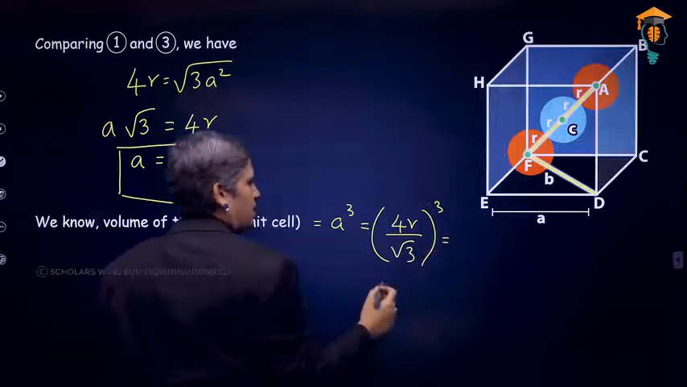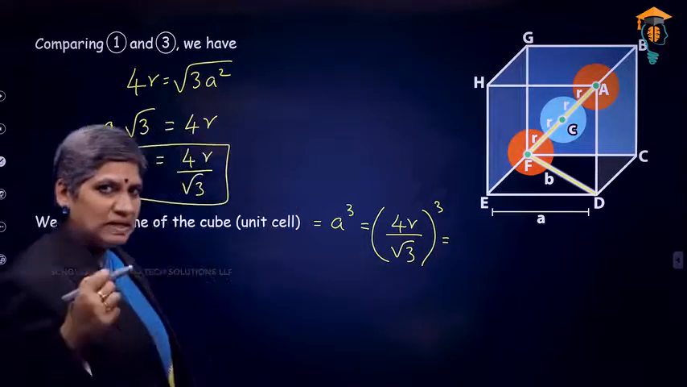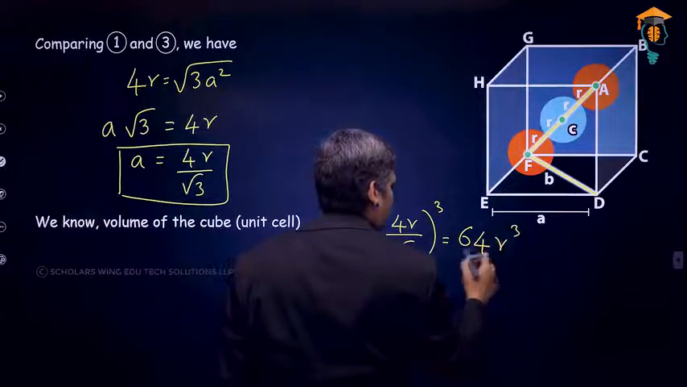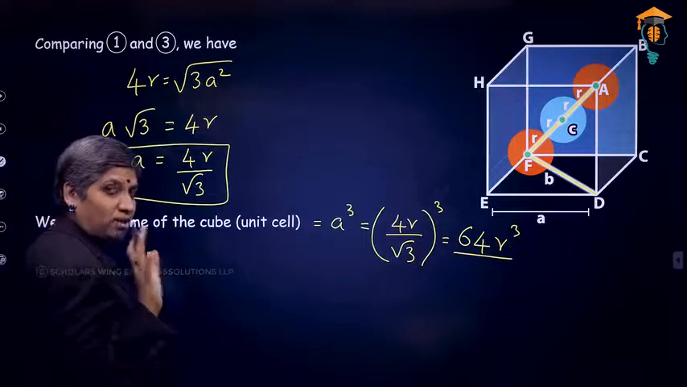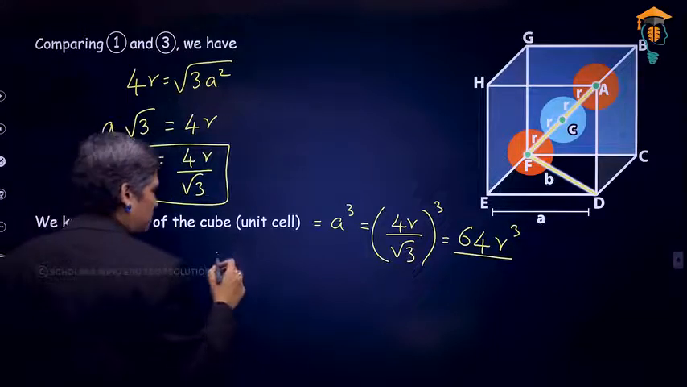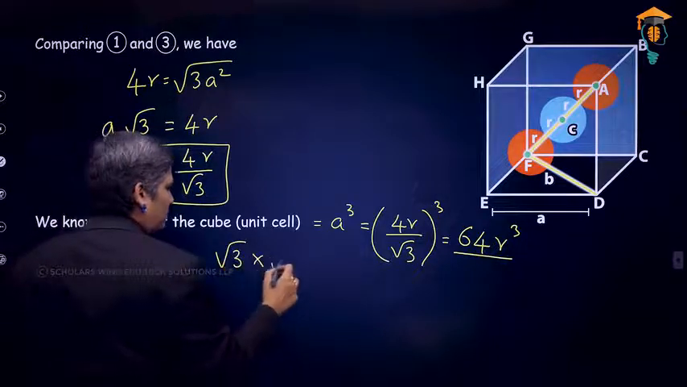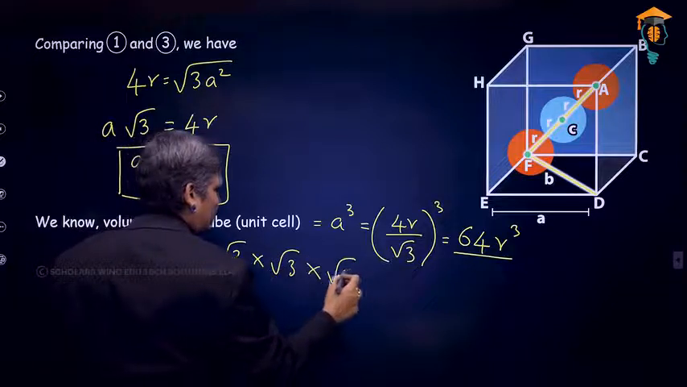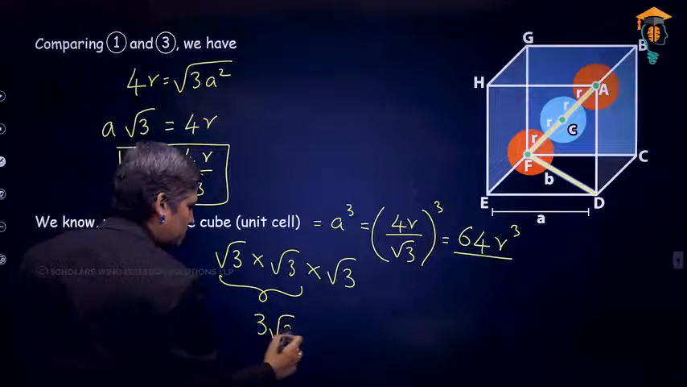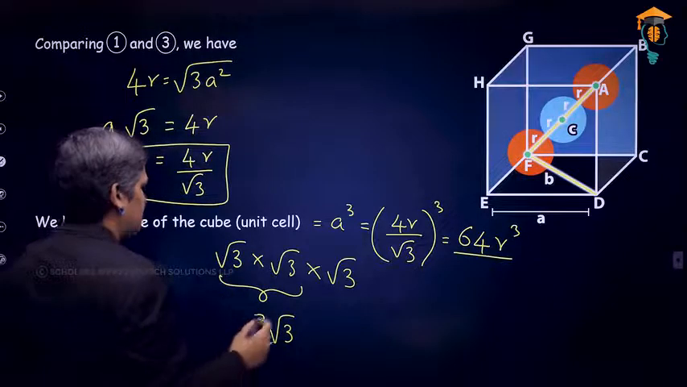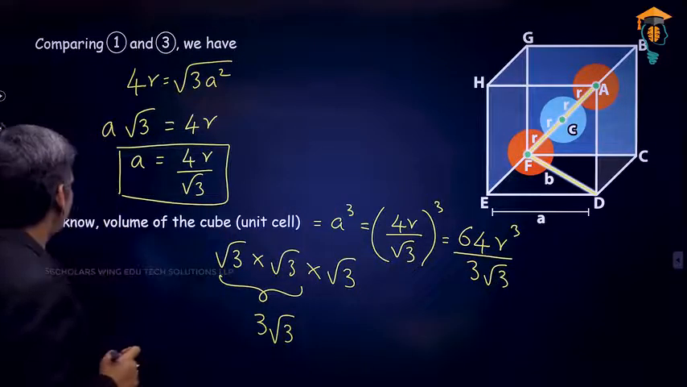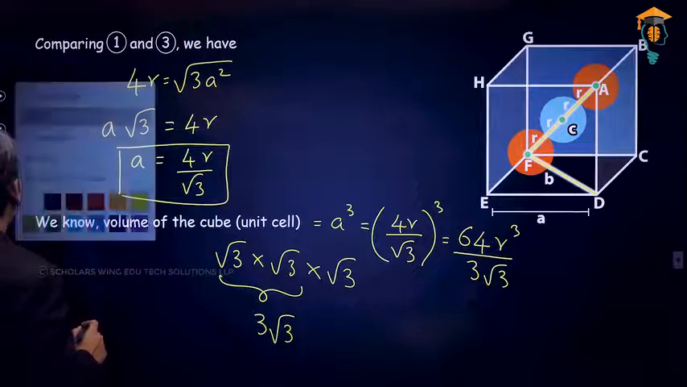That will be 4 into 4 is 16. 16 into 4 is 64. You have 64R cube. What is root 3 whole cube? It's not root 3 whole square. It is root 3 whole cube. So don't jump into conclusion. It will be root 3 into root 3 into root 3. Root 3 into root 3 is 3. This we will retain as it is. So it is 3 root 3. Okay. So here we can write 3 root 3. So this is volume of the cube. That is the denominator we got, right?